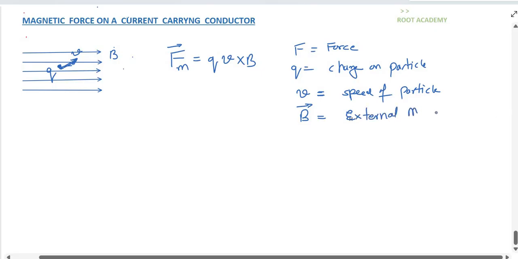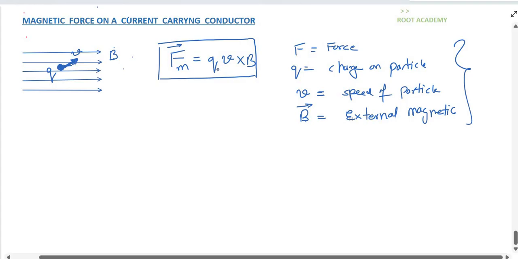Okay, external magnetic field. Some students think that if a positive particle is moving, it will also create its own magnetic field, so this is B. No. The field that this particle creates, we are ignoring. We are just thinking of a charged particle moving in a magnetic field. It will experience a magnetic force, which is called QV cross B. Remember, B is not the field produced by the particle. B is the external field in which we have kept this particle.